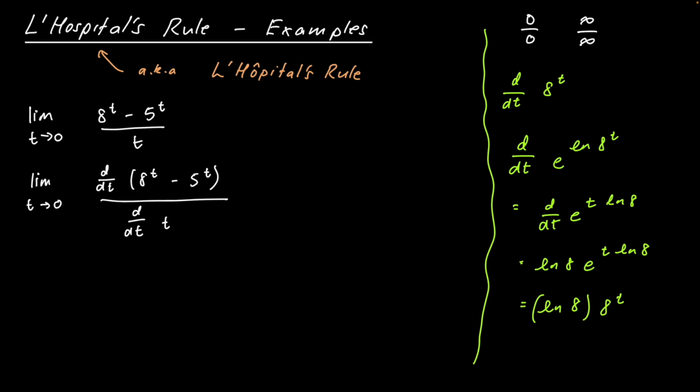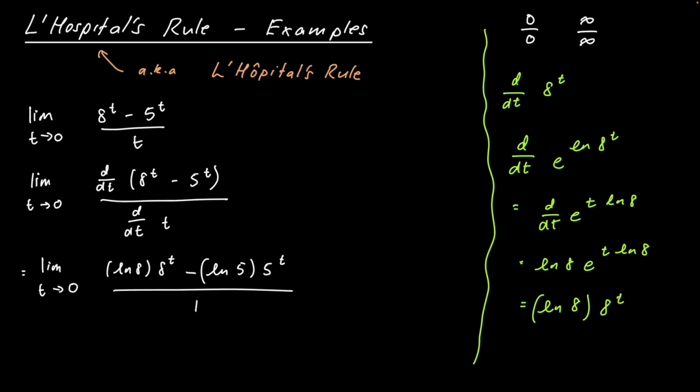So what we can do here, L'Hopital's rule says that this will be equal to the limit as t goes to 0. On the top, 8 to the t goes to log 8 times 8 to the t, minus log 5, same logic, times 5 to the t, divided by 1. Now 8 to the t is going to go to 1, 5 to the t is going to go to 1 as well as t goes to 0. So these bits both go to 1.